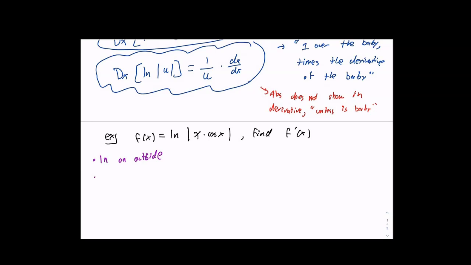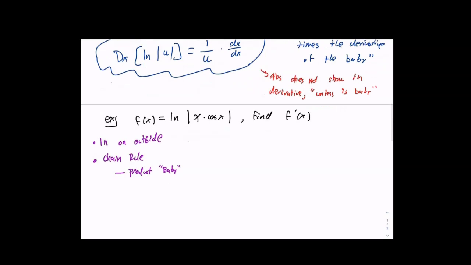What else do I know that's kind of important about this problem? Chain rule? Yeah, there's a baby. And within that chain rule, what do I notice? Product? It's a product rule. So it's a natural log to a chain rule. Sometimes you have chain rule to a natural log. This is a natural log to a chain rule.